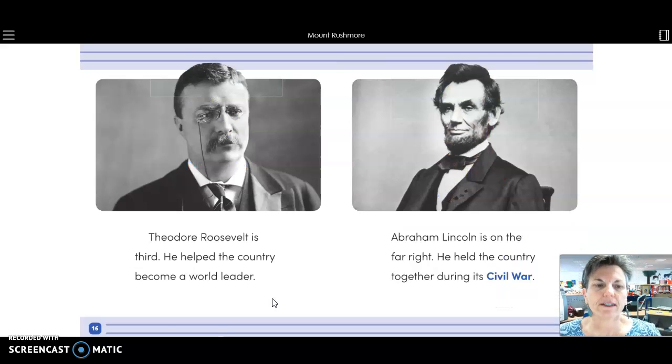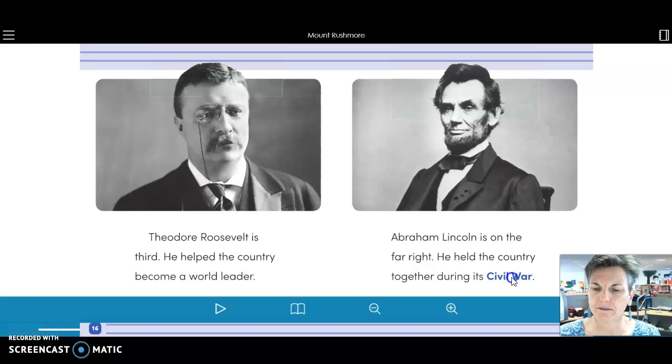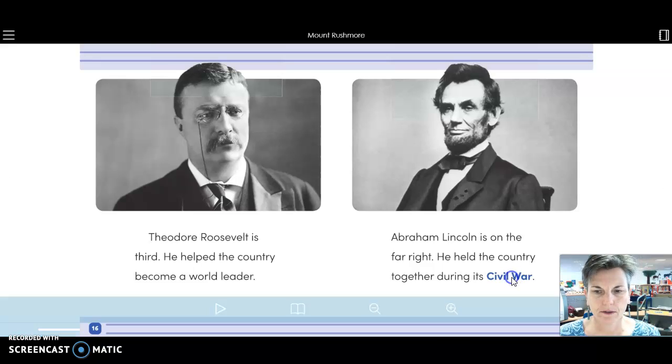Theodore Roosevelt is third. He helped the country become a world leader. Abraham Lincoln is on the far right. He held the country together during its Civil War. And let's go ahead and click on Civil War and see what the definition is for us.